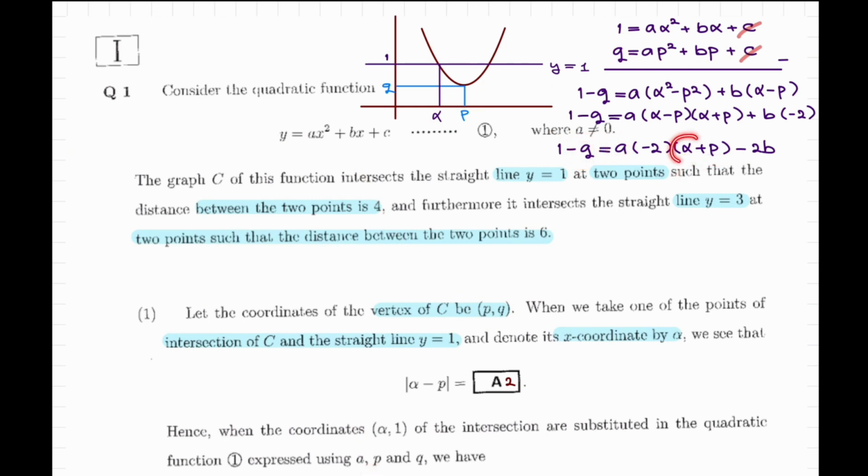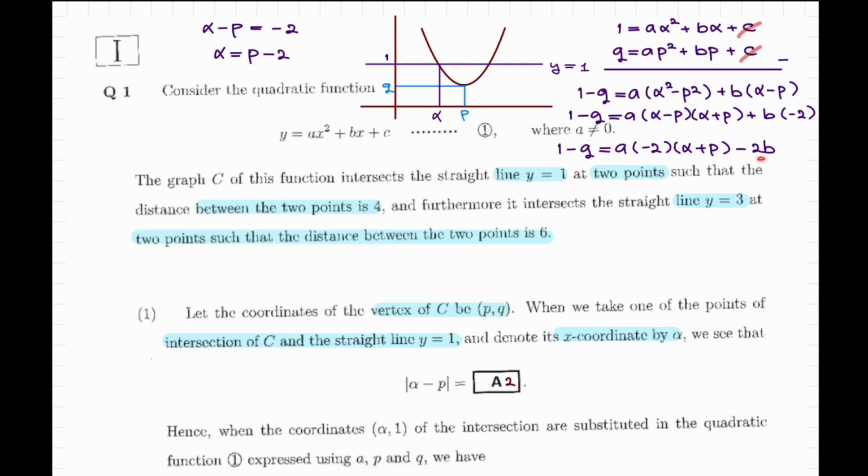How to get rid of alpha here? Of course, I can use the fact that alpha minus p is equal to negative 2. Since alpha minus p is equal to negative 2, then alpha is equal to p minus 2. If I substitute it into here, I already get rid of the alpha, and we need to get rid of b as well, because there is no b here.